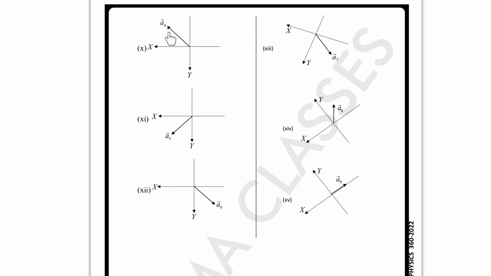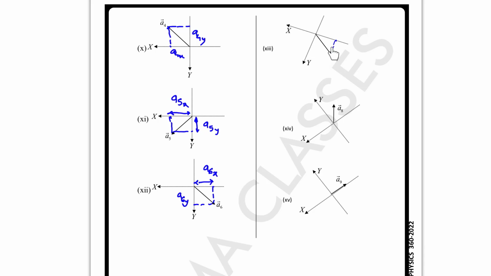Ten, from the head of the vector you can drop perpendicular on the x axis and y axis, so this is the x component, this one is the y component. Eleven also, you can easily drop perpendicular on the x as well as y axis, and along the x axis you get the x component, and the distance between the tail and the foot of the perpendicular along the y axis is the y component of this vector. Next, it's a fairly simple task, dropping perpendicular from the head on the x and y axis. Distance along x is the x component and along y is the y component.